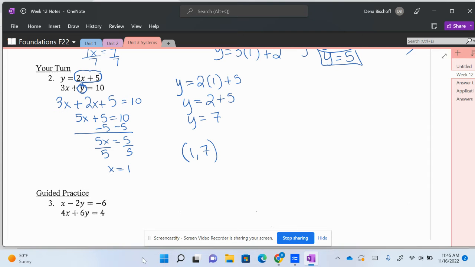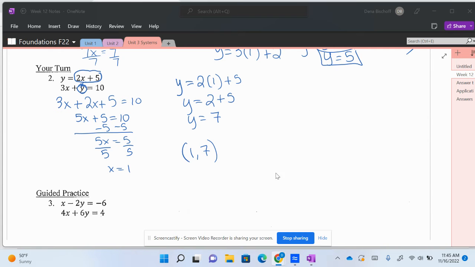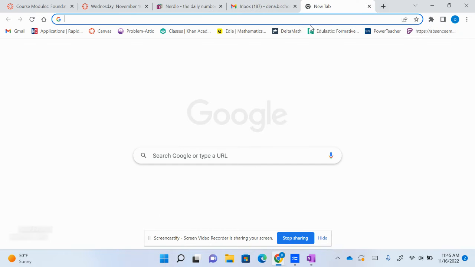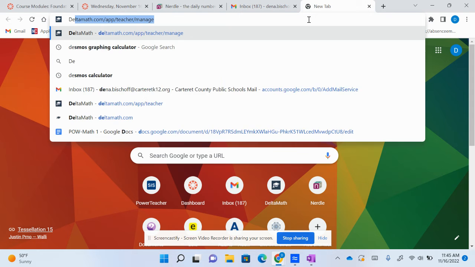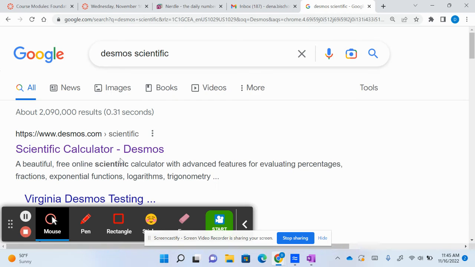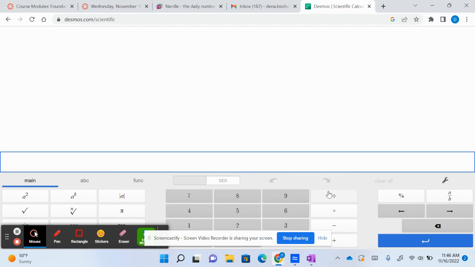So we're going to check this really fast because I want to show you how to do the checks with a calculator. So I'm actually just going to pull up a Desmos calculator, I think. Because you need to do checks, right? You should always check your answer to make sure it makes sense. So I'm just going to go to Desmos Scientific Calculator, and I want to show you how to put it in. So someone tell me what our solution was.